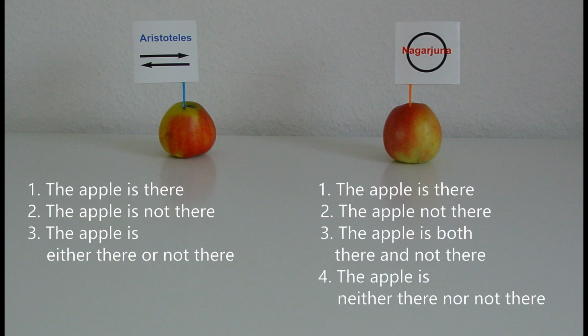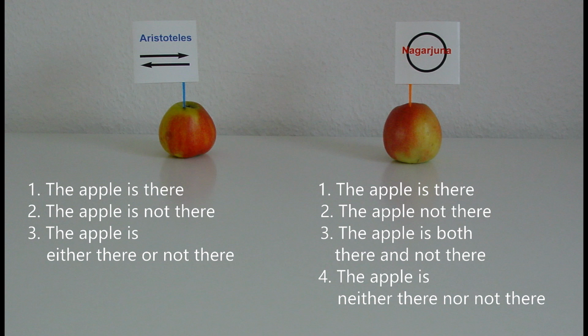First, the apple is there. Second, the apple is not there. Under point 3, however, with Nagarjuna, there is no either or as with Aristotle, but a both and. The apple is both there and not there. This sounds paradoxical at first, and that is why this logic is sometimes referred to as paradoxical logic.